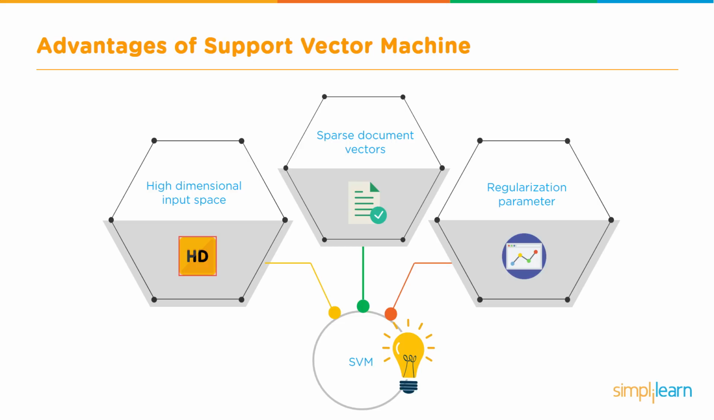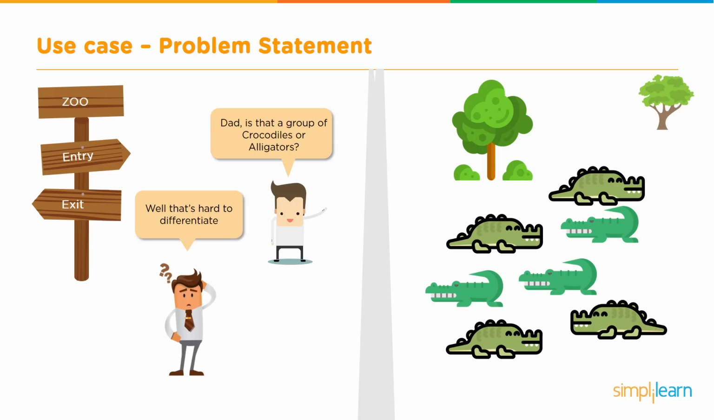Now, we did promise you a use case study where we're actually going to dive into some Python programming. And so we're going to go into a problem statement and start off with the zoo. So in the zoo example, we have family members going to the zoo and we have the young child going, "Dad, is that a group of crocodiles or alligators?" Well, that's hard to differentiate.